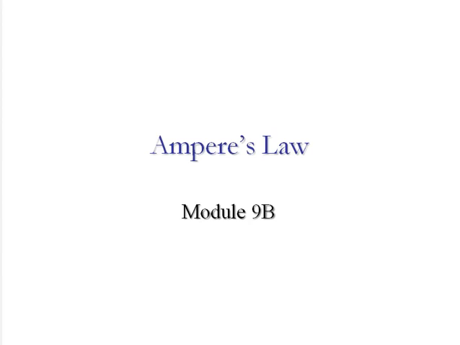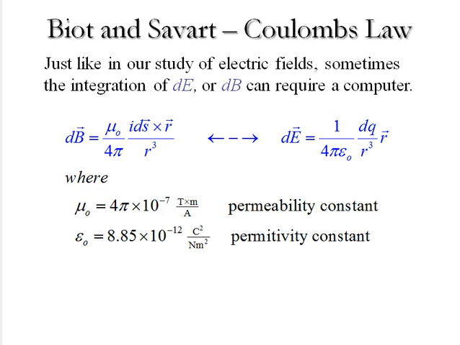In this video, we'll investigate Ampere's law. So far, we've used the law of Biot and Savart to find magnetic fields due to currents flowing in straight wires and circular arcs of wire. We've also compared Biot and Savart to Coulomb's law. We see that they have common form except for the cross product in the law of Biot and Savart that doesn't occur in Coulomb's law.